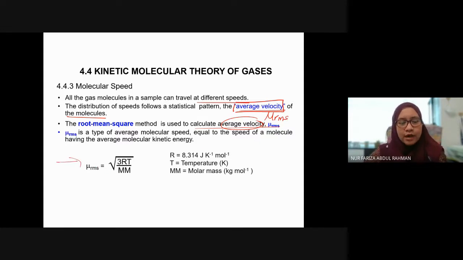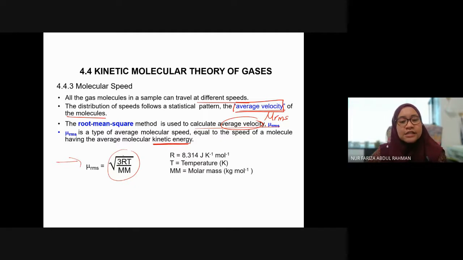So mu RMS is a type of average molecular speed, equal to the speed of a molecule having the average molecular kinetic energy. So we know that speed is directly proportional to kinetic energy. When kinetic energy increases, the speed will also increase. So this has something to do with kinetic energy.